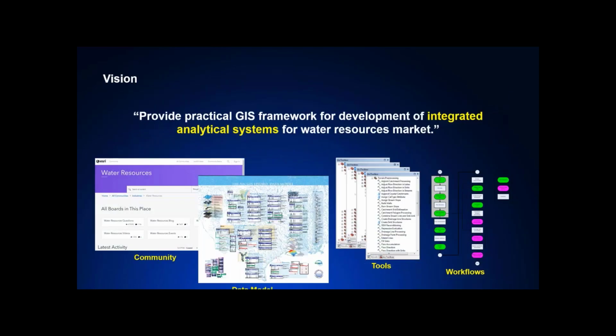The core GIS capabilities, including Spatial Analyst functions, are integrated into ArcHydro to provide a more streamlined processing interface. The idea behind ArcHydro is to provide GIS framework for development of integrated analytical systems for water resources. It includes the data model, tools, workflows on how to best use the tools for particular use cases, and the community of users with common interests and patterns of use. The ArcHydro community page is the gateway to all ArcHydro resources and platform to share information and experiences with other users.